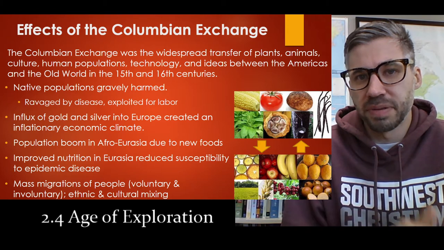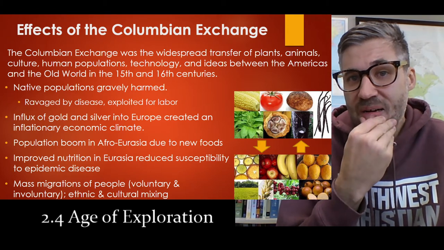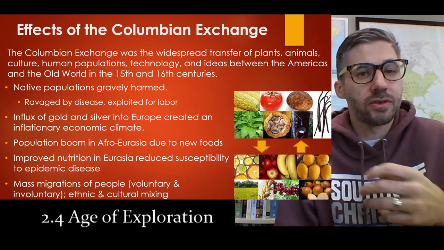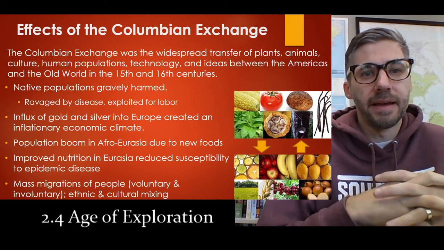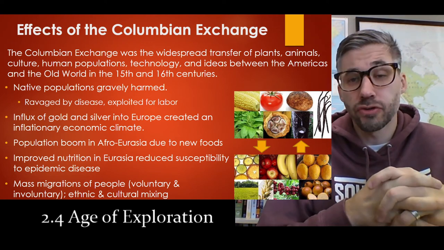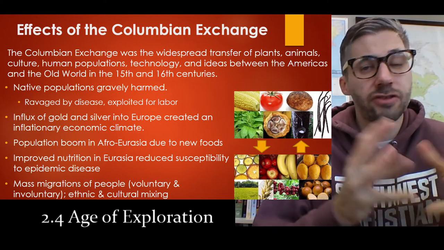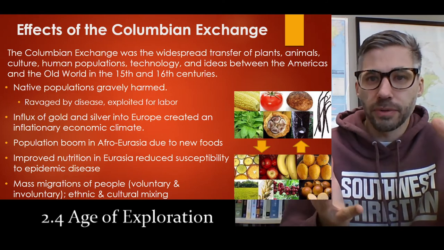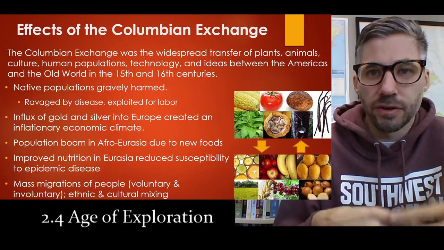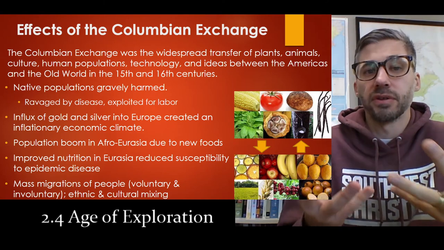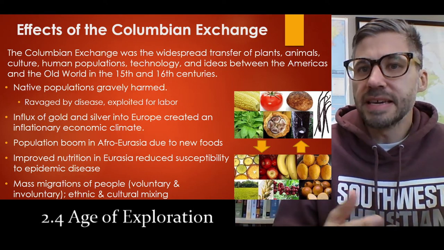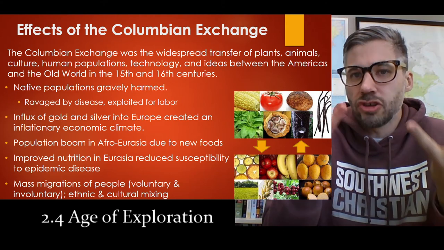The food that came from the Americas led to a population boom. I mentioned potatoes, but you could put corn in there as well, or tomatoes, beans, squash, all this stuff. And that is improving nutrition. That's making Europeans, not just Europeans, Africans, Asians, everyone in between, all of Afro-Eurasia, a healthier diet. There is more nutrition available. It's more diversified, which means reduced susceptibility to disease and hunger. So population is going up.